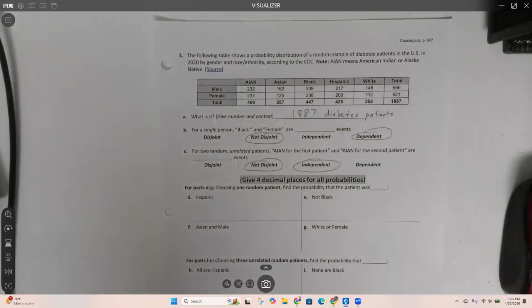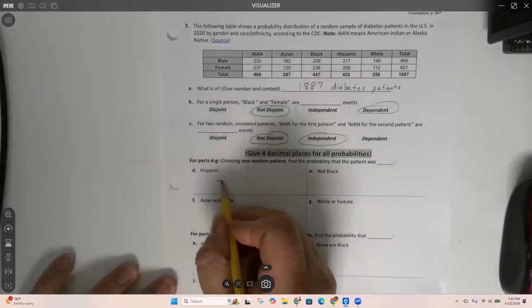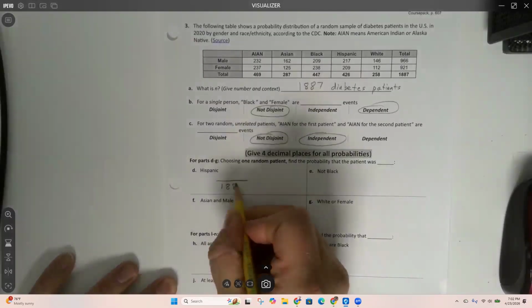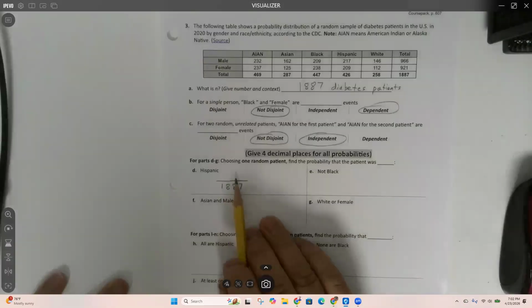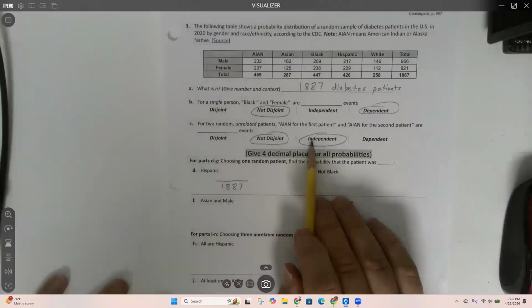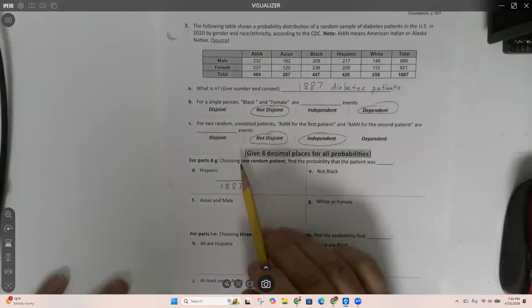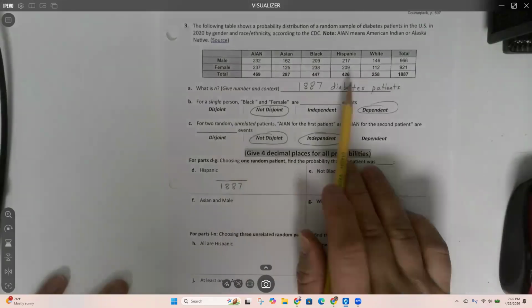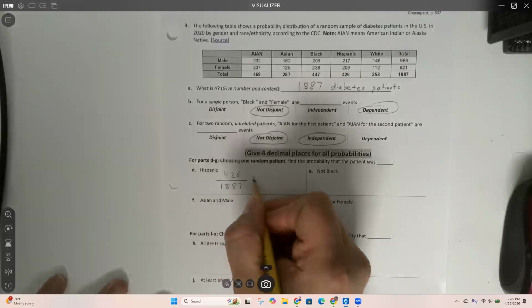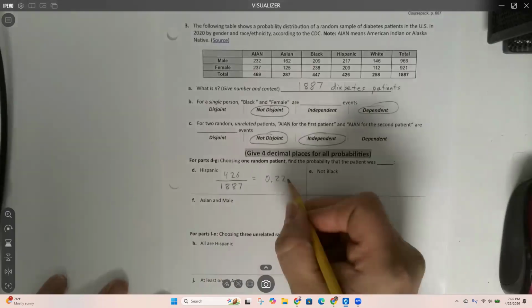Yeah, different people. Choosing one random patient, find the probability that the patient was Hispanic. So probability of success is over total. Our total here is 1887. What number do I put in the numerator here? You only have to circle one, but if you're studying off of this, it might be helpful to have both. Crystal says that Hispanic is 426, correct? And if you divide those, Yvette did it for us, 0.2258. Thank you.